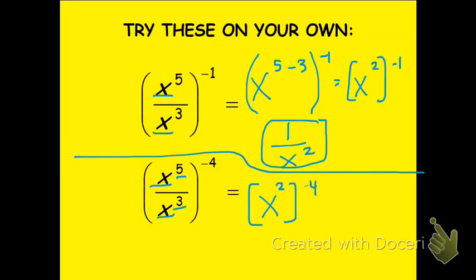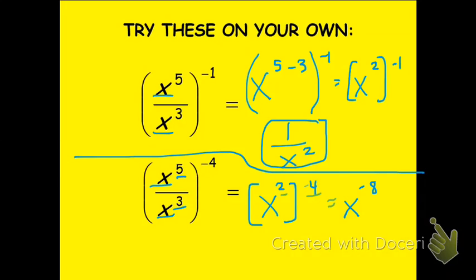So we can also raise a power to a power. There are 2 ways you can do this. I know I'm raising x to the 2nd power to the negative 4th power. If I'm raising a power to a power, what I could do is multiply my exponents. So I have x, and 4 times 2 gives me a negative 8.